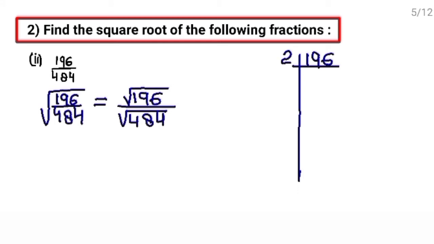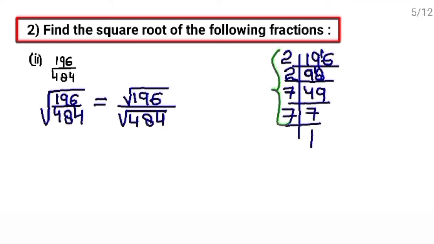This is divisible by 2. 2 9s are 18, 1 is remaining. 2 8s are 16, 2 4s are 8. 1 is remaining. 2 9s are 18. 7 7s are 49. 7 1s are 7. So these are its prime factors. Right? So this can be written as 2 multiply 2 multiply 7 multiply 7.